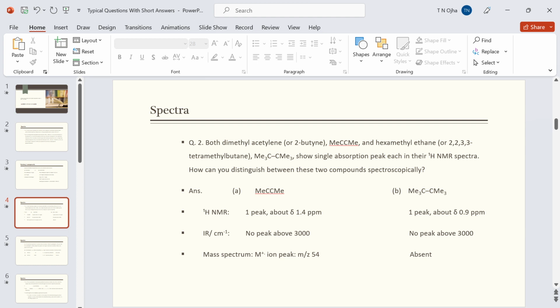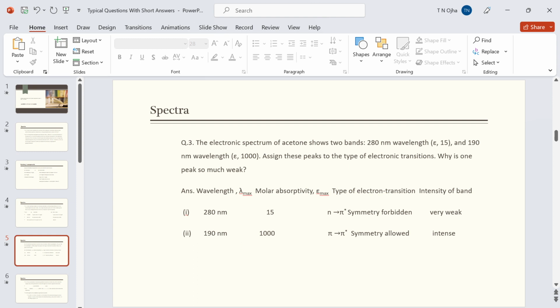In IR, neither of these two compounds will show any absorption above 3000 reciprocal centimeter, but the mass spectrum of dimethylacetylene will show a parent ion peak at about M/Z 54. For the other compound, which is highly branched, definitely the parent ion peak will be absent. So again, we can see how IR, NMR, and mass spectral data can be used to arrive at the structure.